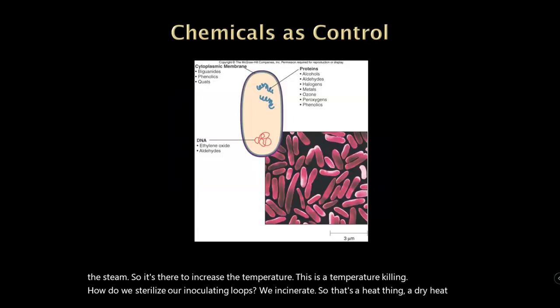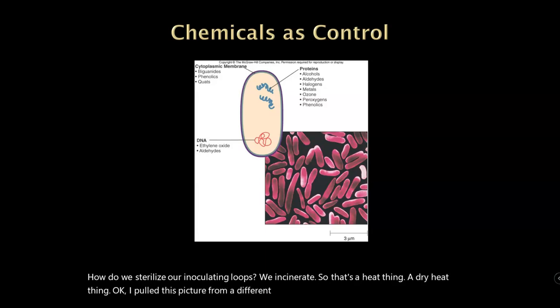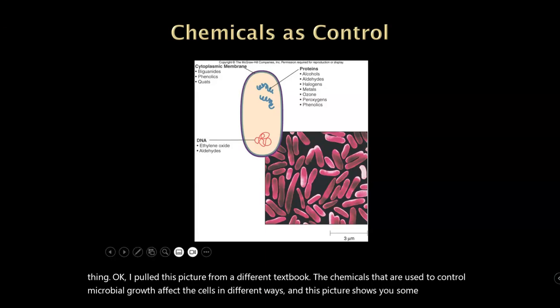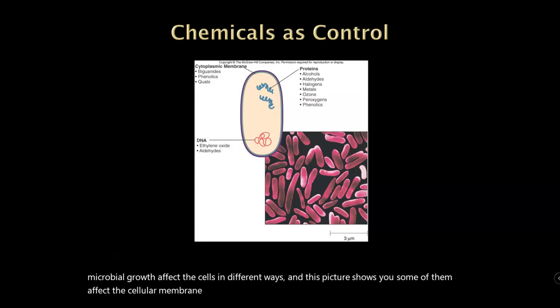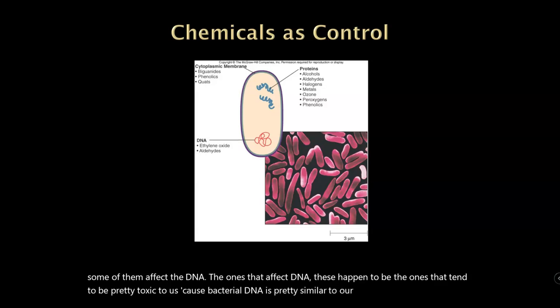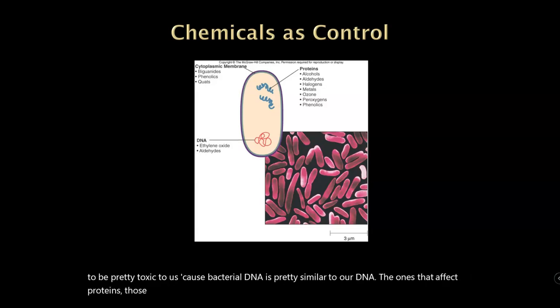Okay, I pulled this picture from a different textbook. The chemicals that are used to control microbial growth affect the cells in different ways, and this picture shows you some of them affect the cellular membrane or plasma membrane, some of them affect proteins in the cell, some of them affect the DNA. The ones that affect DNA happen to be the ones that tend to be pretty toxic to us because bacterial DNA is pretty similar to our DNA. The ones that affect proteins can be pretty toxic to us as well for the same reason. They're proteins built on the same structure as our proteins.